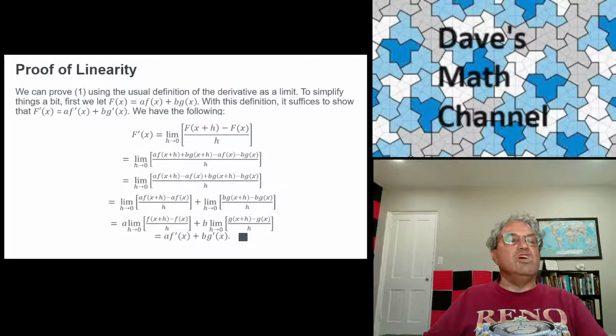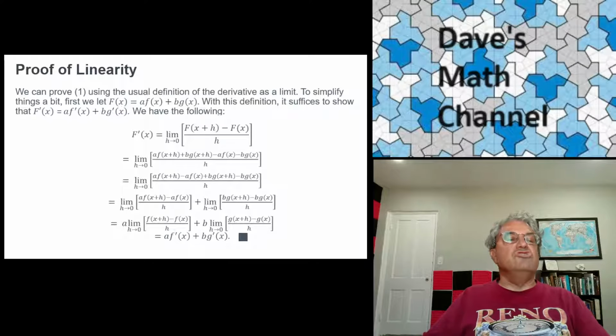Here we have capital F of x plus h. This is where things get a little messy, because we have to write x plus h instead of x, which I've done here. So inside the limit we're going to get little a times little f of x plus h plus little b times little g of x plus h. That is what capital F of x plus h is. Now we have to subtract capital F of little x, which is just little a times little f of x minus little b times little g of x.